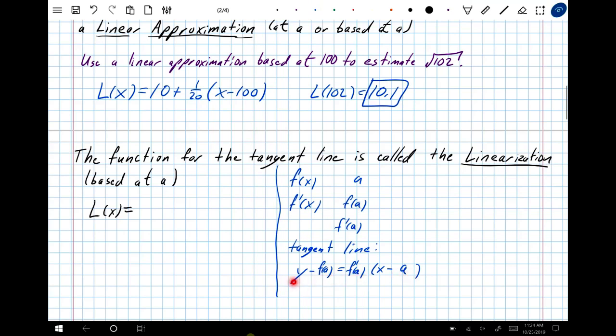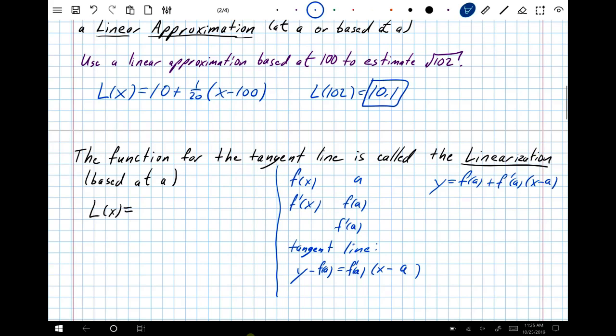So I've got y minus some number, which is the y value of my point, equals the slope that I want, which is the derivative, some number, times x minus a, the x value we're based at. Great. We're almost there. All we got to do is solve for that y, and we get y equals f of a, because I added it to the other side, plus f prime of a times x minus a. That's it. That's the y value of my tangent line.